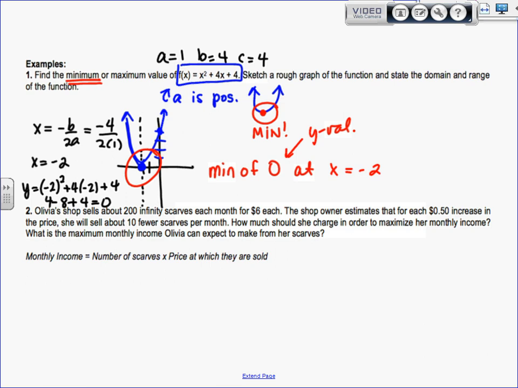The other class was confused. They were like, wait, she sells an infinite number of scarves? No, these are special types of scarves. They have no end, like one infinity scarf. Oh yeah, they just keep pulling them out, like a magician.